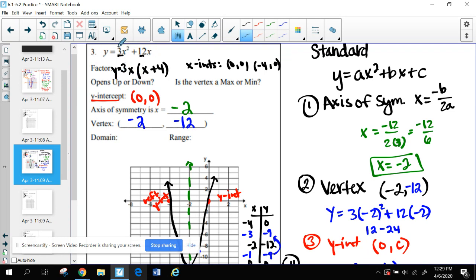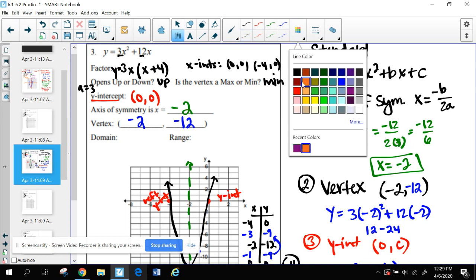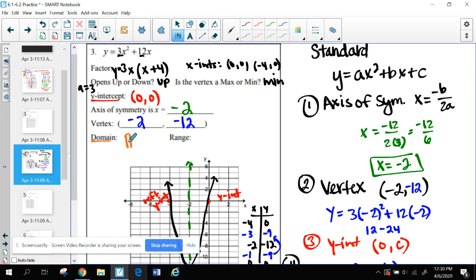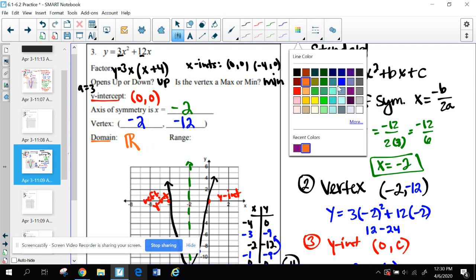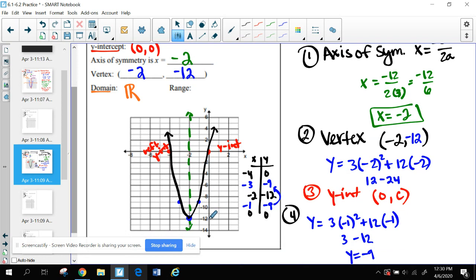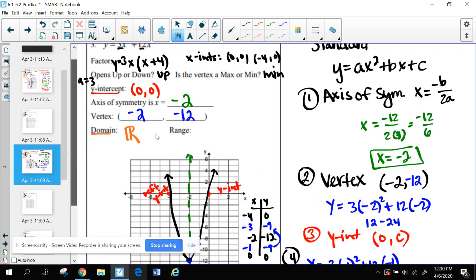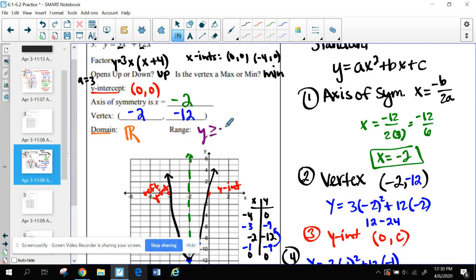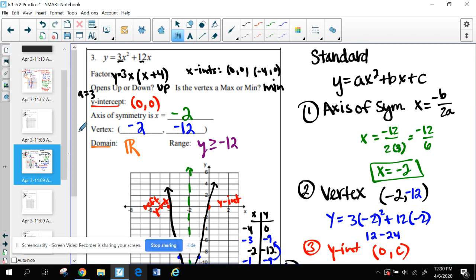Talk about which way it opens. Our a value was 3. That's positive, so we know that this opens up, which we saw in our graph. If it opens up, we know it has a min. The domain is our x values for all parabolas. That's going to be all real numbers. And the range is going to change depending on your vertex. So now our vertex was down here at negative 12. That means our range has to be everything greater than or equal to negative 12, because the graph goes up on the y-axis and the lowest number was negative 12. Okay, that's an example then of both factored form and standard form.